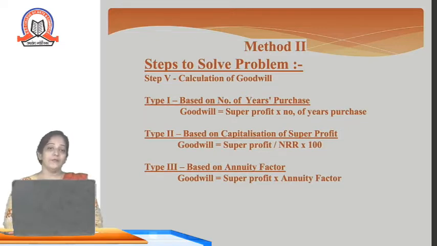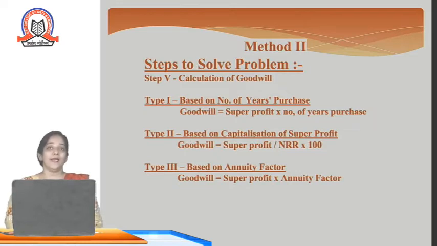If you have a sum relating to the capitalization of super profits, the formula will be goodwill is equal to super profit divided by NRR into 100. And if it is based on the annuity method, then the annuity value will be given in the question. What we are supposed to do is multiply the super profit value with the annuity factor. So this type of change is there only in step number 5. From step number 1 to 4, all steps are similar.